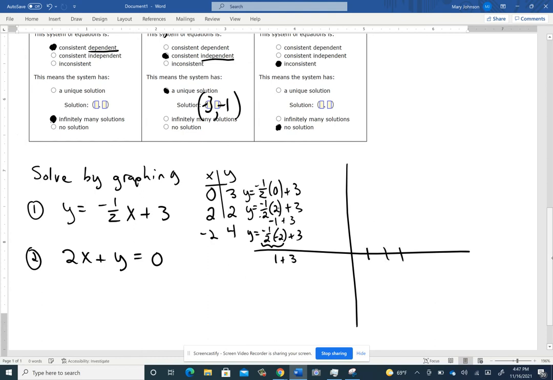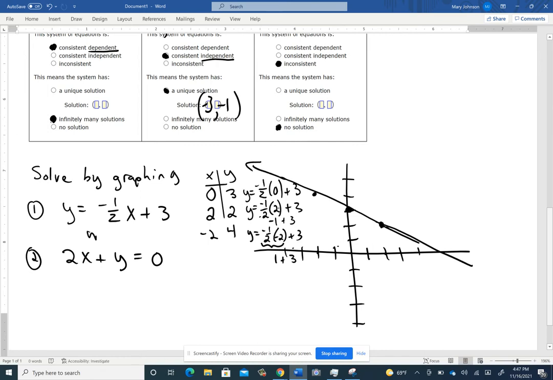So let me put some tick marks over here. You'll have, of course, the grid, and you'll just graph it on the computer. So 0, 3 would be on the y-axis at 3, 2, 2, and then -2 is at 4. And then I'm looking at how those line up, so I feel pretty good that I've got those correct.